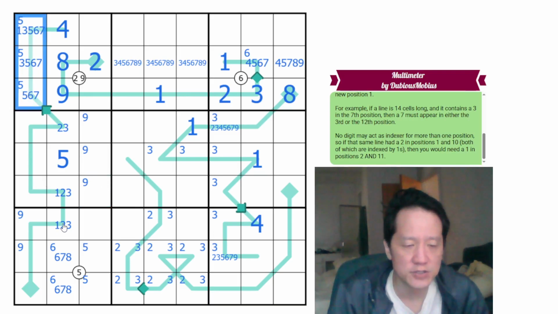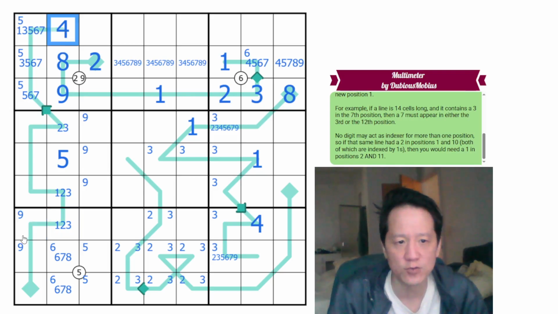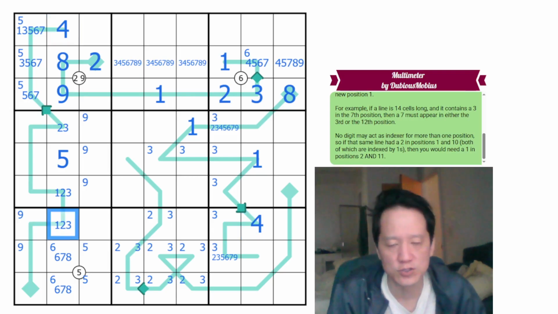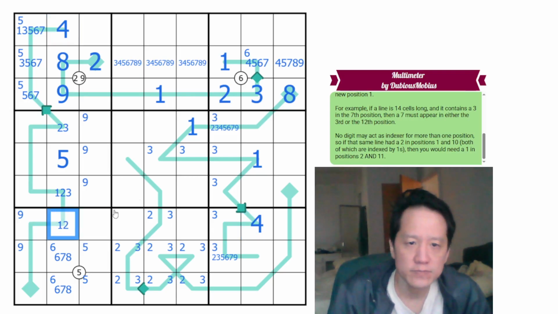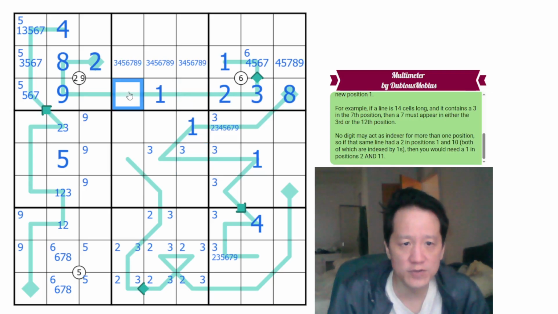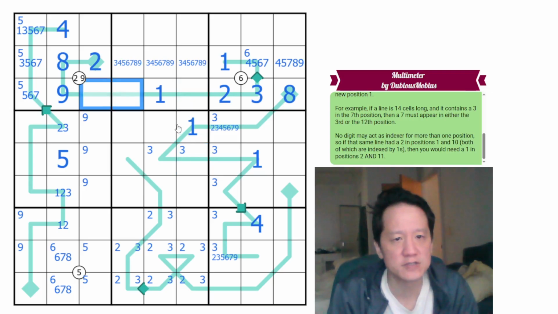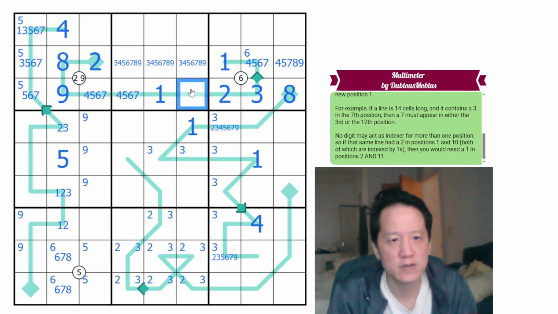If this were 3, the problem is that would mean that a 4 has to be in a third position somewhere. Well, it can't be here because of this 4, and it can't be here because of this 4, so this can never be 3 then. The rest of this is 4, 5, 6, 7. But this can't be 4, so one of these two is a 4.